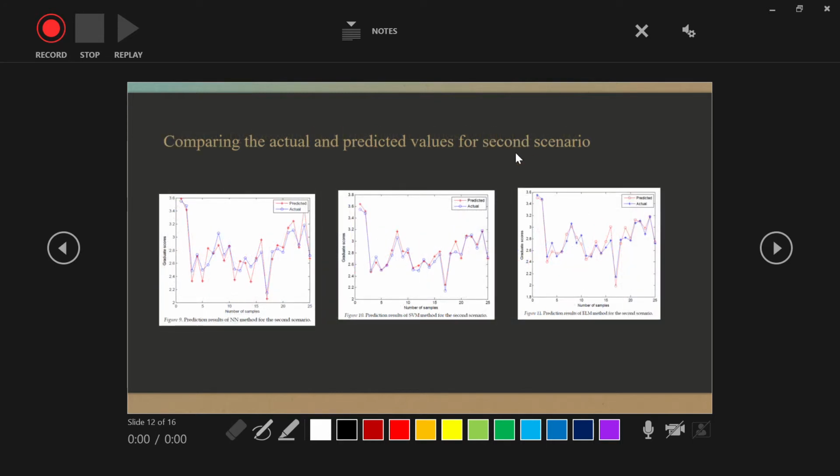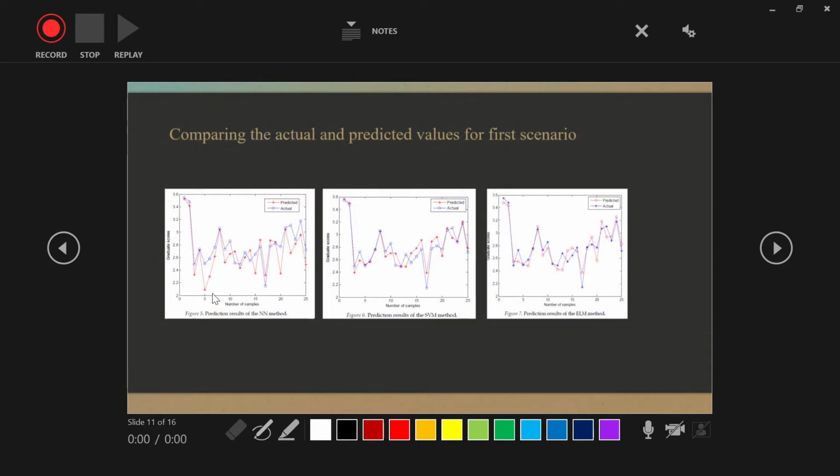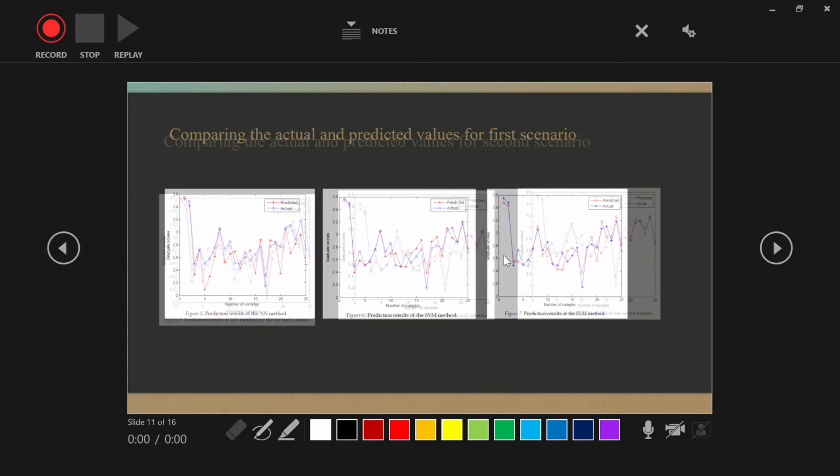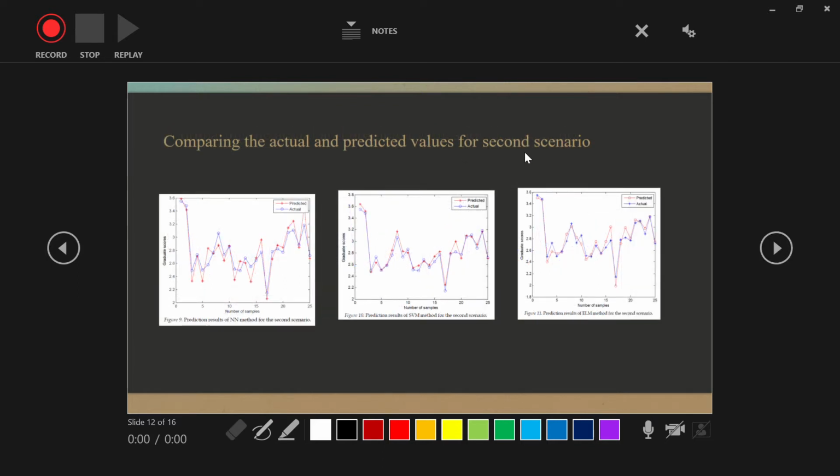When we come to the second scenario, where 38 subjects are considered, the variations have decreased. The variation at the fifth sample is not seen in the fifth sample of the second scenario. This prediction model has very little variance compared to the first scenario. Out of all these models, NN, SVM and ELM, we can consider SVM as the best prediction model.